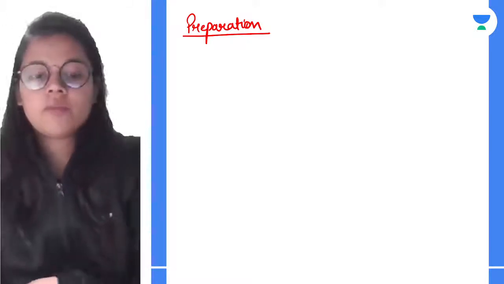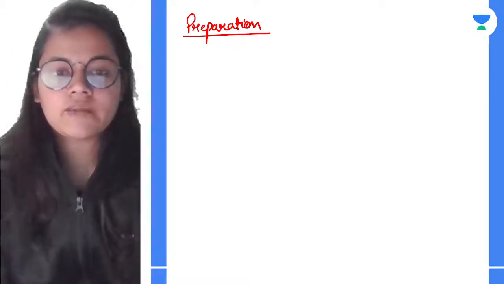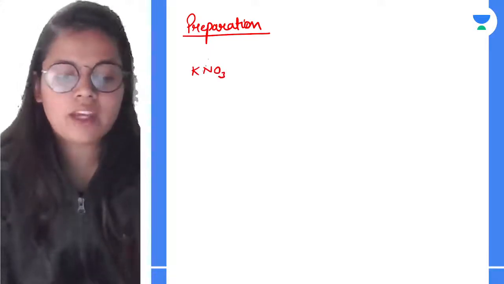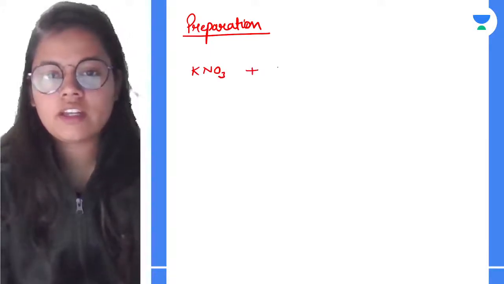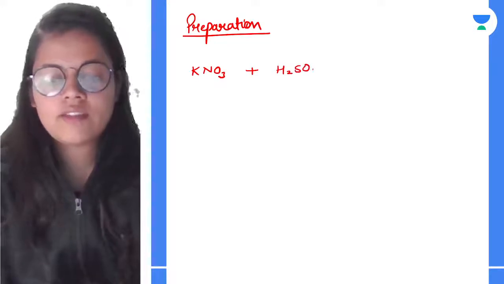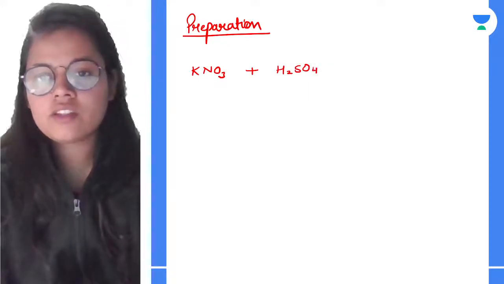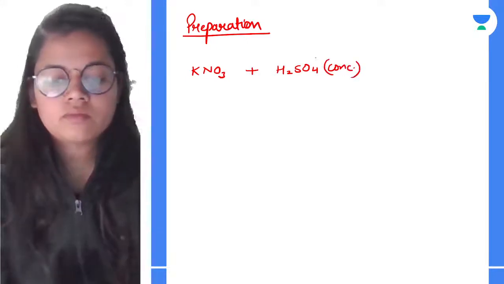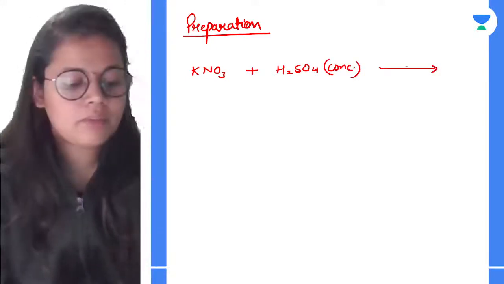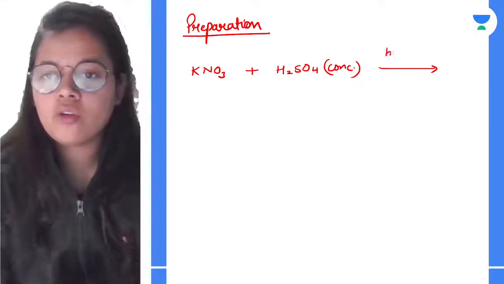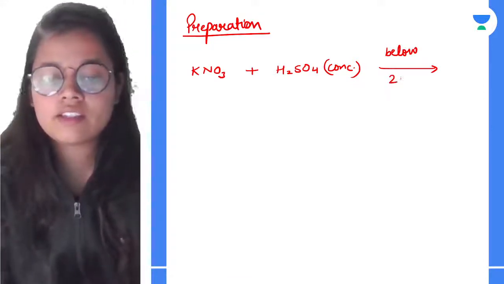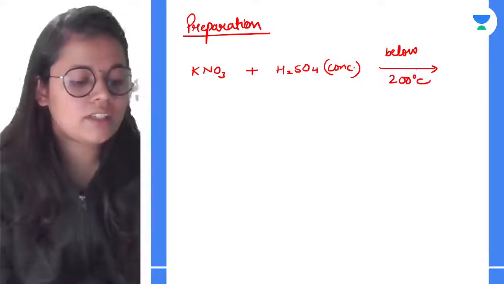Talking about preparation, if I take potassium nitrate, it's KNO3. Taj Mahal, yes, very good, very correct. And sulfuric acid I have taken, please mention that it is in concentrated form. The temperature is maintained below 200 degrees Celsius. Why it is maintained below 200 degrees Celsius, we will be seeing in the question answer session.